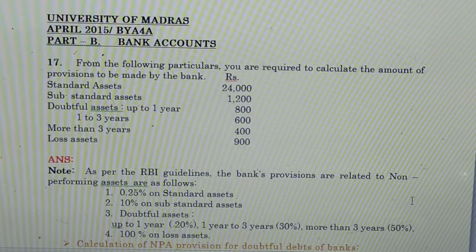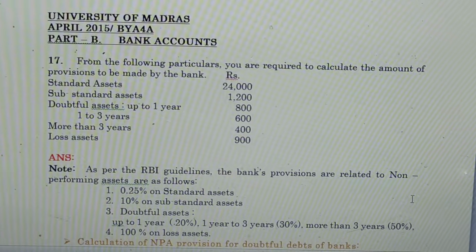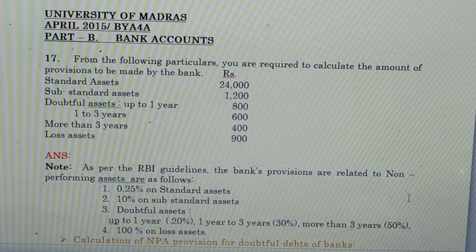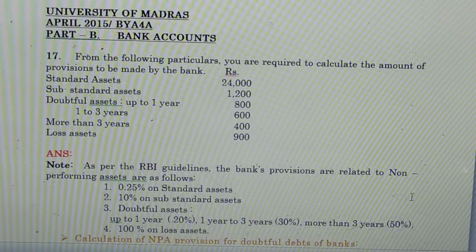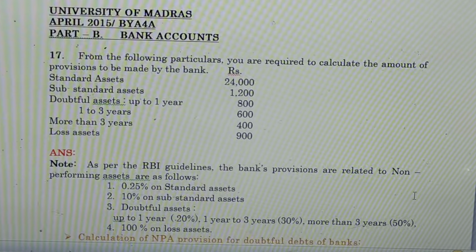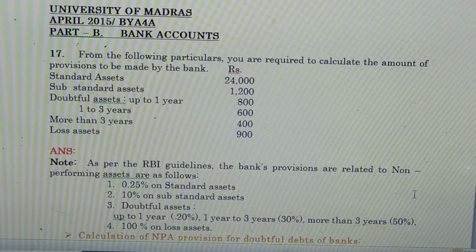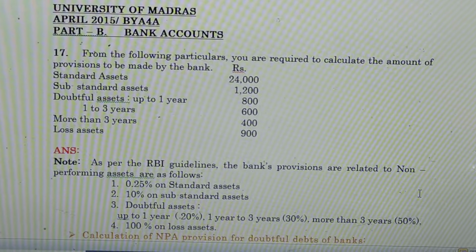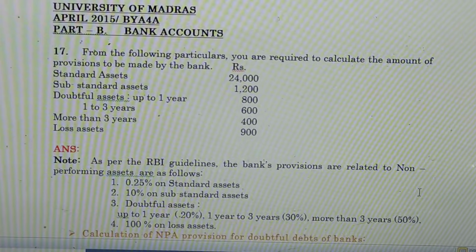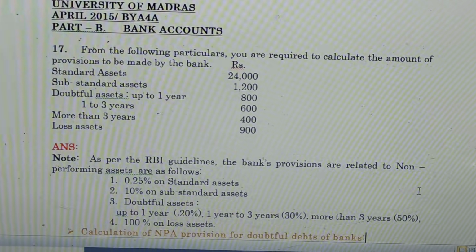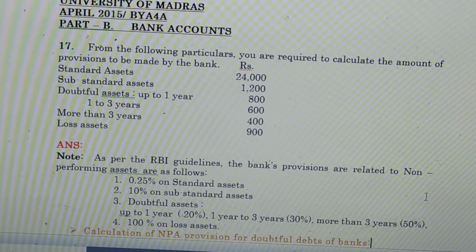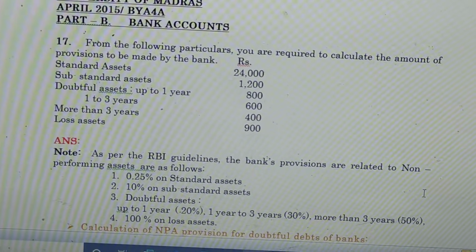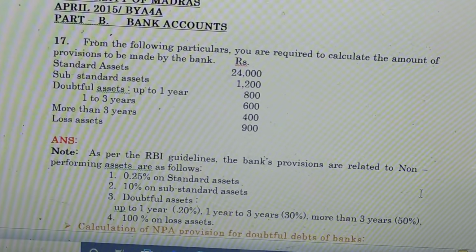From the following particulars, you are required to calculate the amount of provision to be made by the bank. Standard assets rupees 24,000, substandard assets rupees 1,200, doubtful assets up to 1 year rupees 800, 1 to 3 years rupees 600, more than 3 years rupees 400, loss assets rupees 900.